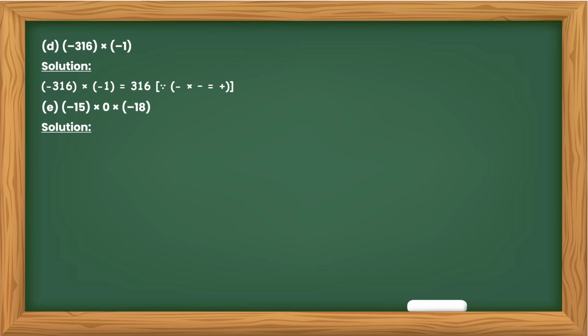And the E question is minus 15 into 0 into minus 18. 0 into any number is 0. So directly we can write the answer to be 0. And 0 is neither positive nor negative. So you needn't write any signs in front of 0.